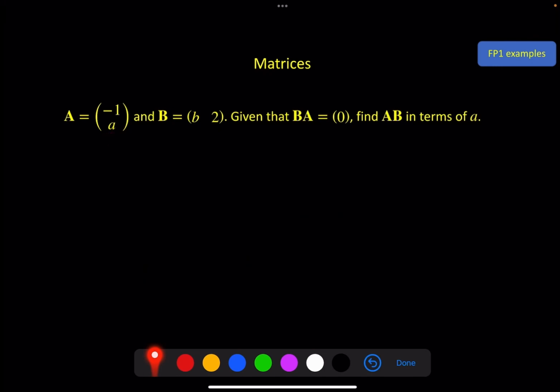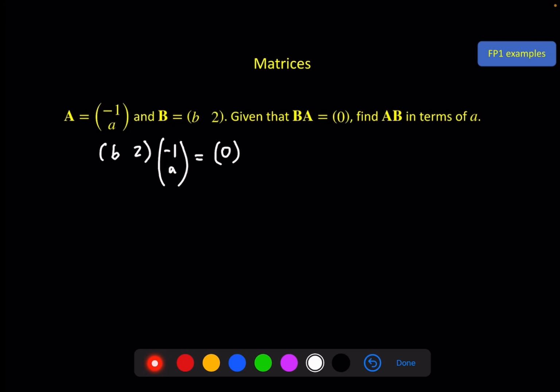Second and final example. If A is this and B is this, given that BA equals the zero matrix, 1 by 1 zero matrix, find AB in terms of A. So we're going to be using this information here first to find something useful to relate A and B, and then we can find the result in terms of A for the second part. So let me write out BA. This is what they're telling us. This times this is equal to the zero matrix.